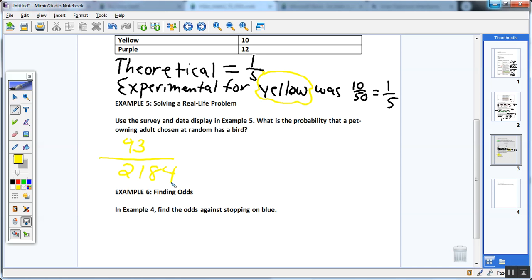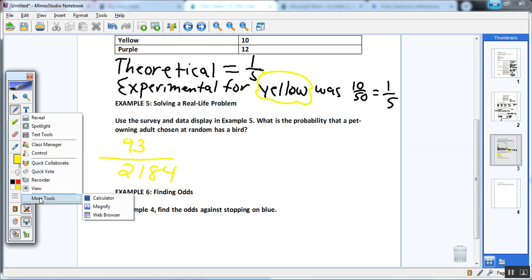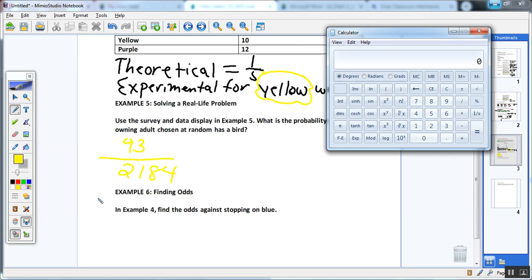93 out of 2,184. Now, what I might choose to do is this. I'm not really the best at simplifying fractions, so I don't really want to simplify that. What I would tell you is this. Maybe we should turn this into a decimal or a percent. Percent is the same as decimal pretty much. Decimal into a percent.